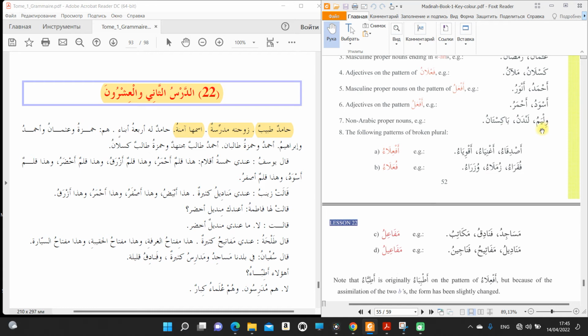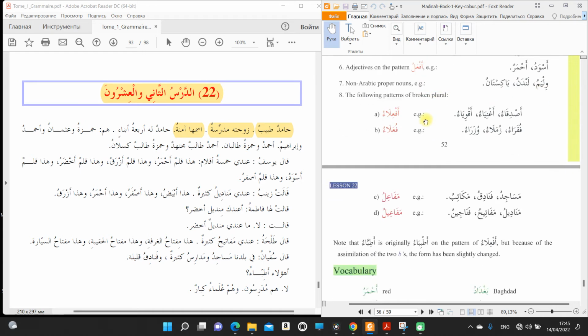Williamu, Giorgio, Maiku. Okay, how do you say that? Yeah, Giorgio, Williamu, Londonu. All of these are proper nouns and they are non-Arabic, therefore they don't take tanween. And the eighth one is about broken plurals of certain patterns, like أفعلاء: أصدقاء, أغنياء, أقوياء. They all match these patterns.